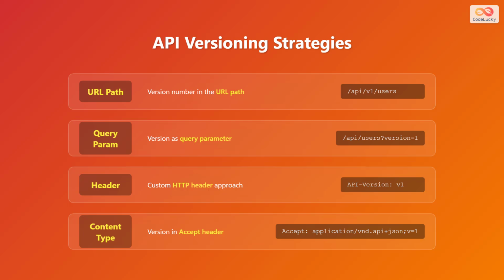For example, /api/users?version=1. Another approach is to use a custom HTTP header. For example, API-Version: 1. And finally, you can specify the version in the Accept header. For example, Accept: application/vnd.api+json; version=1.